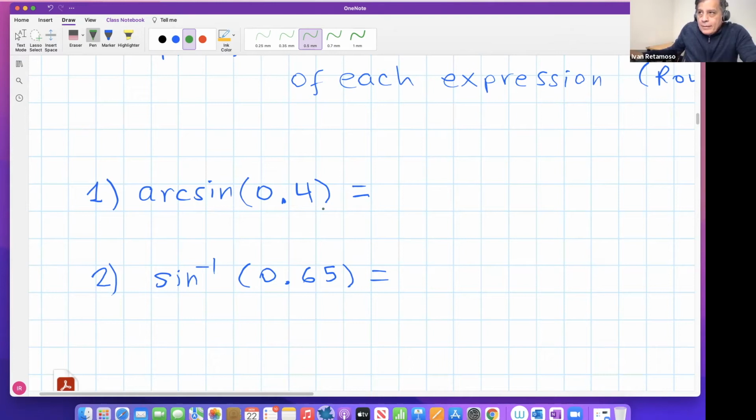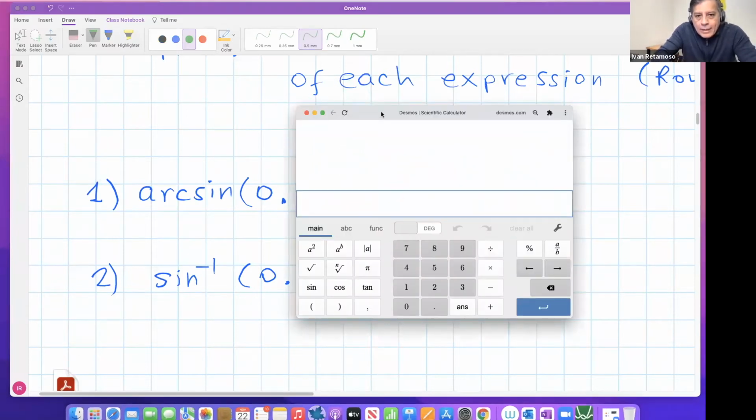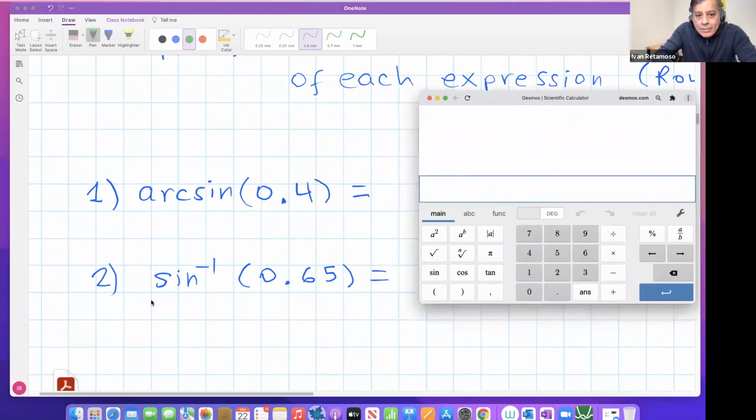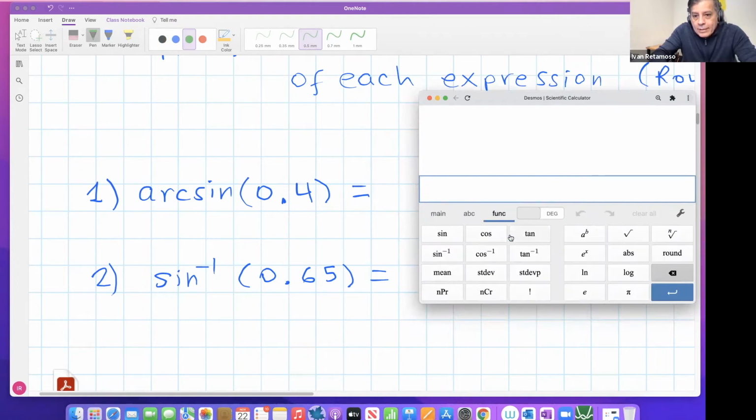Well, you go to a calculator, and you look for the function arc sine or sine inverse. They are the same. So we go to functions and you look for sine inverse, and then you type 0.4.